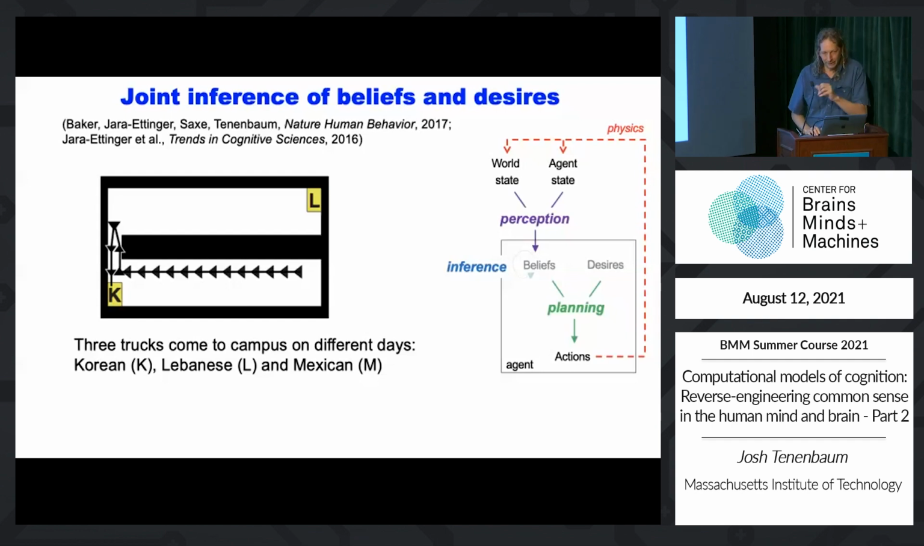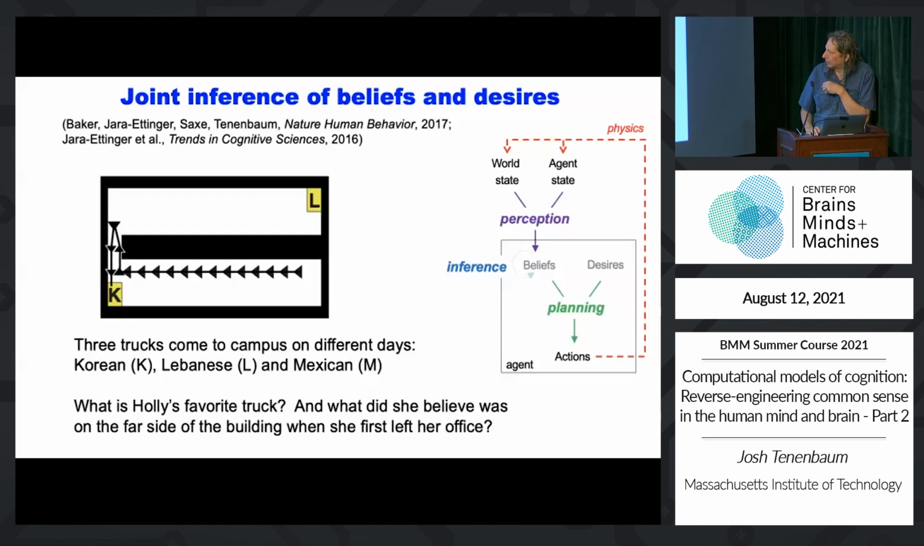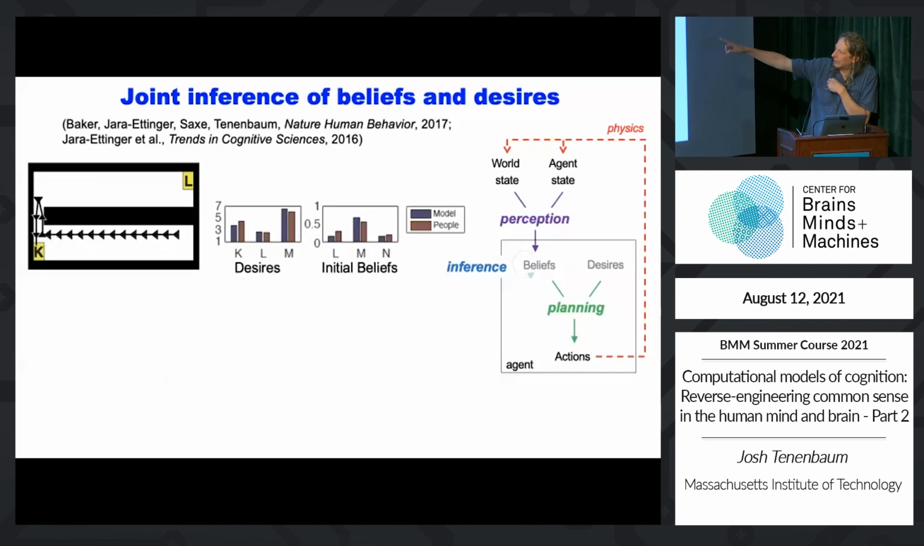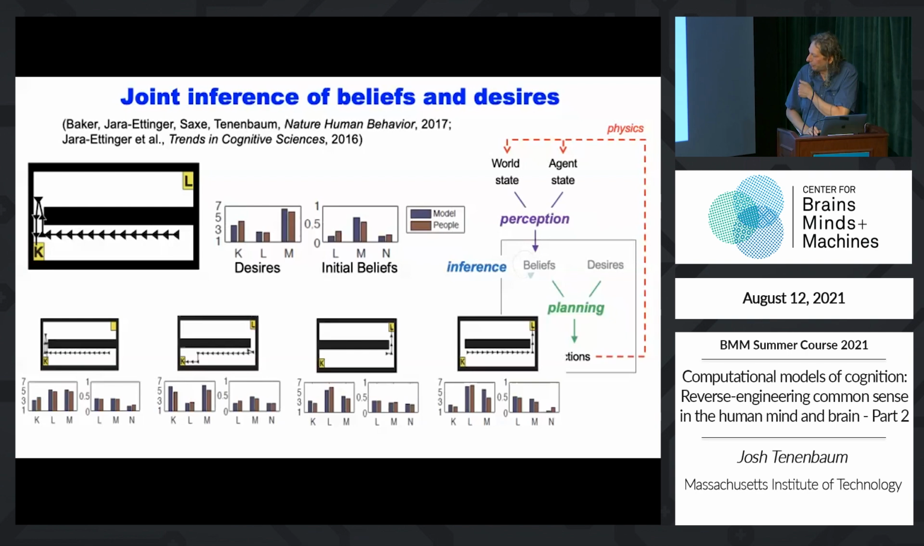Here what we did is we told them the things that I told you, and then we can actually query, oh yeah, this was Holly, we can query both their desire and their initial belief. So on a scale of 1 to 7, how much does she like each truck? That's what you're seeing in the red there. And also, on a scale of 1 to 7, how much do you think she thought the thing in the other parking space was before she saw it? Did she know it was there, or did she have a belief? And in this case, people say they don't know, but they say it's more likely that she thought it was Mexican than that she thought it was Lebanese or nothing. Because given the inferences about her desires, if she thought it was Lebanese, she wouldn't have gone there. And if she thought there was nothing there, which is also a possibility on some trials, then she also wouldn't have gone there.